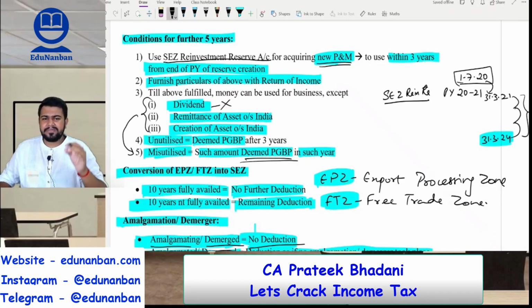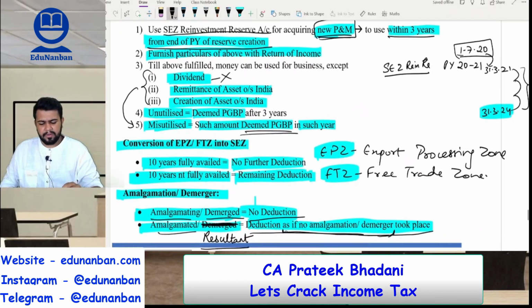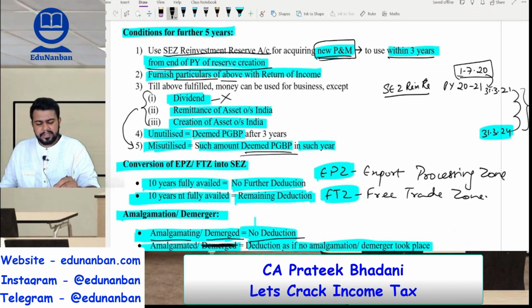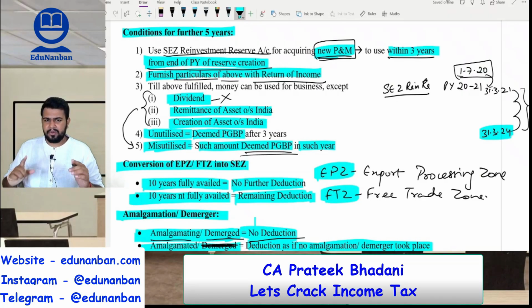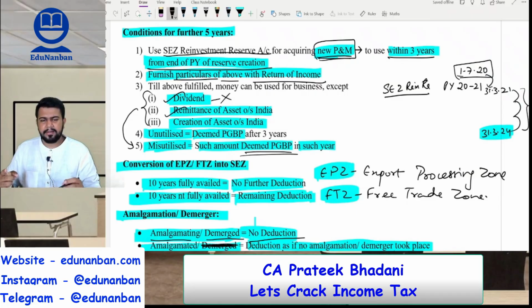And this SEZ reinvestment reserve account money should be used to buy new plant and machinery within 3 years from the end of the previous year in which the reserve was created. Okay, then the particulars of the above should be submitted along with the return of income. Now I told you that the SEZ reinvestment reserve money should be kept by the assessee safely. The assessee should not use this money to give dividend. The assessee should not remit this money outside India, and should not remit the money outside India for creating an asset outside India.